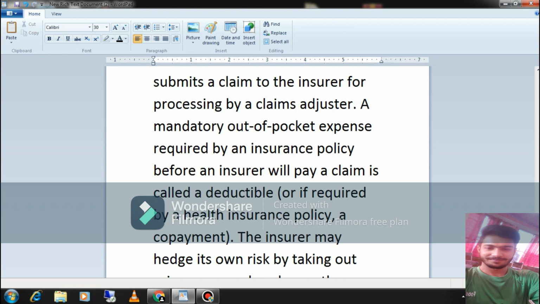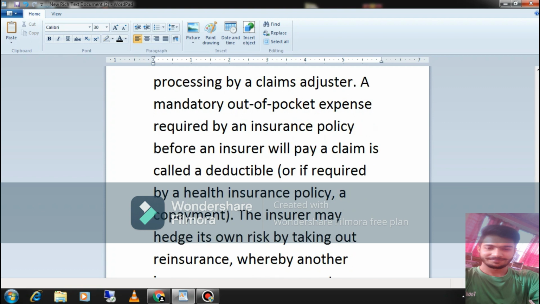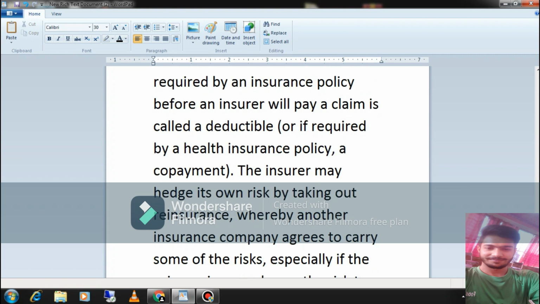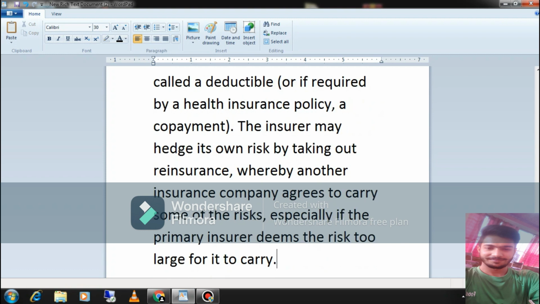The insurer may hedge its own risk by taking out reinsurance, whereby another insurance company agrees to carry some of the risk, especially if the primary insurer deems the risk too large for it to carry. If not, then the person goes to another policy. It means that every demand of the person who comes to insure will be completed.